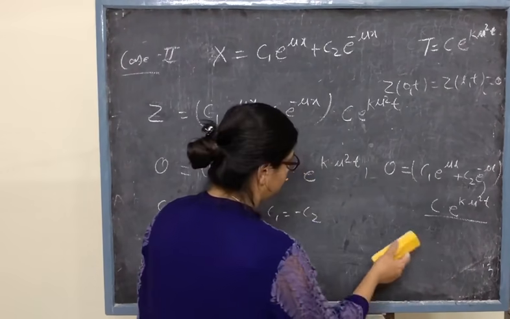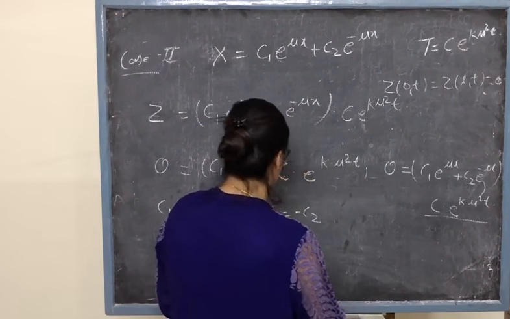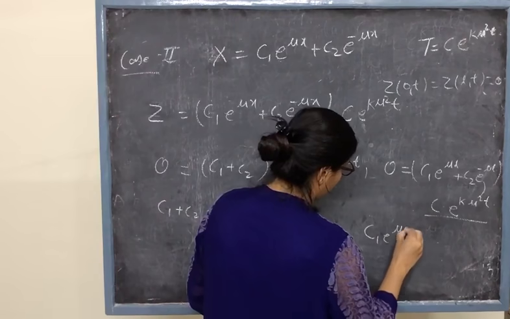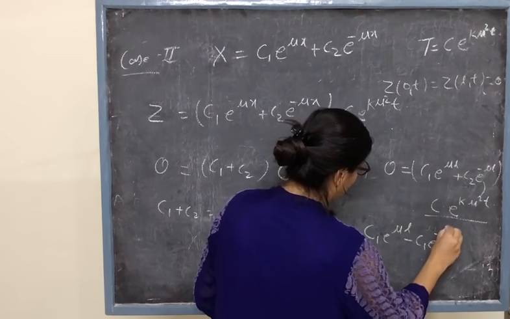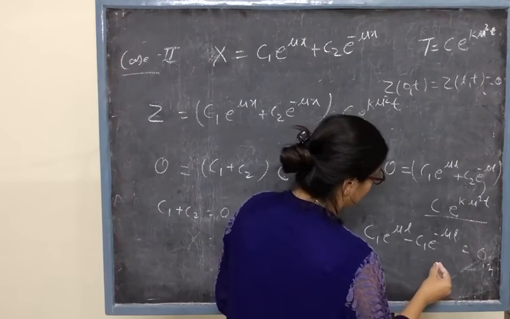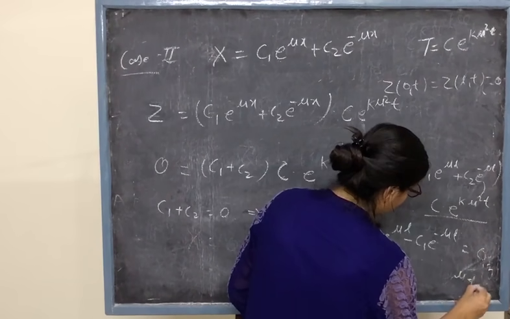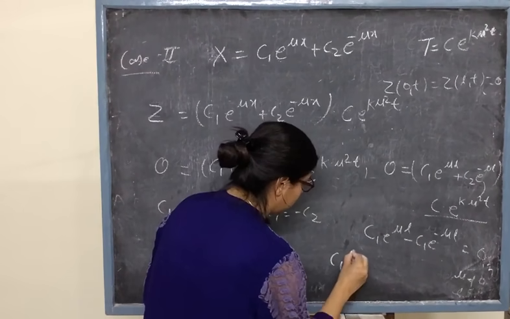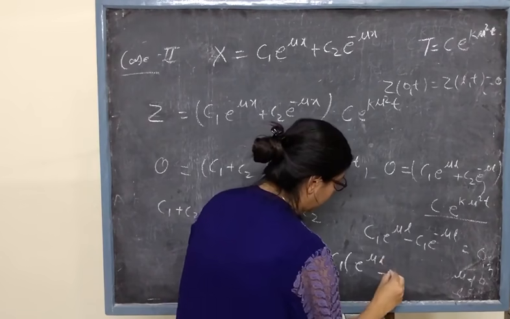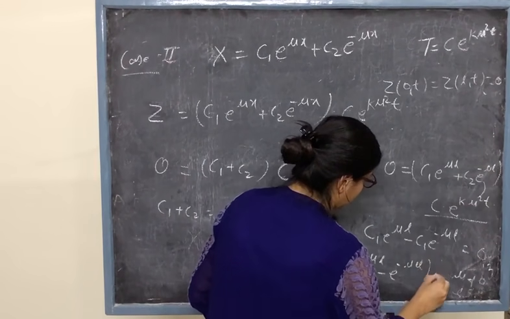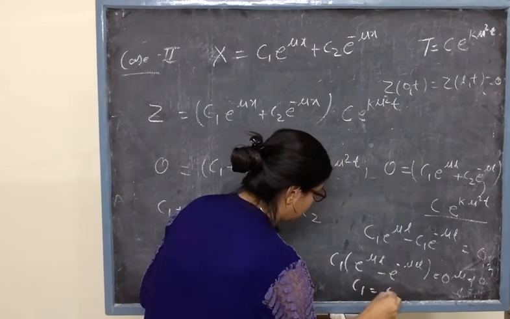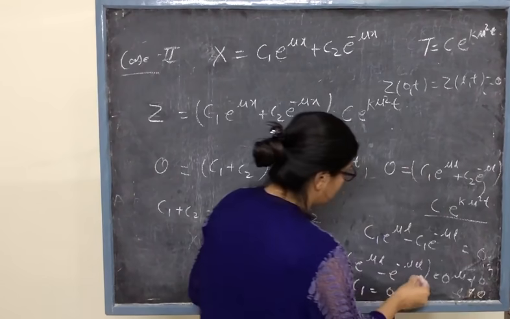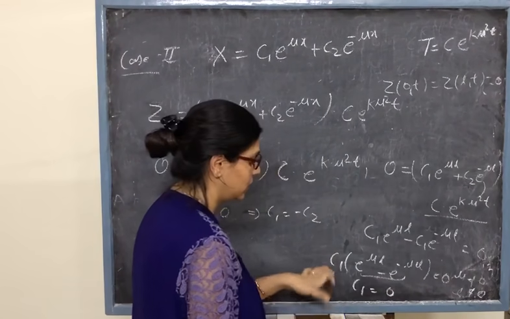Now here if we take c1 equals to minus of c2, we can put it here: c1 e raised to the power mu l minus c1 e raised to the power minus mu l equals to 0. Since mu is not equal to 0 and l is not equal to 0, c1 into (e raised to the power mu l minus e raised to the power minus mu l) equals to 0. So here c1 equals to 0, since mu is not equal to 0 and l is not equal to 0, so this quantity is never 0. So what should be here?